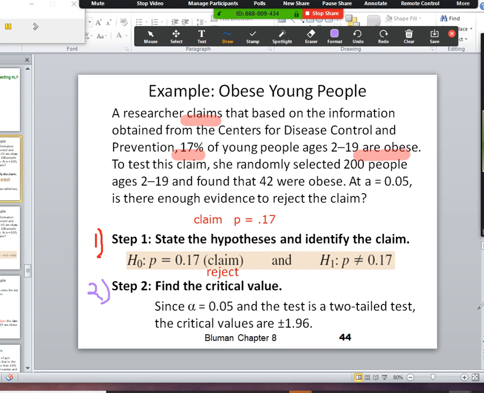So I'm going to draw a picture here. Maybe not such a nice picture. I'm going to have a left side and a right side, and I'm going to put in negative 1.96 and positive 1.96. So you should have that in your drawing. You should have that drawn out next to that. So hopefully you guys have done that.